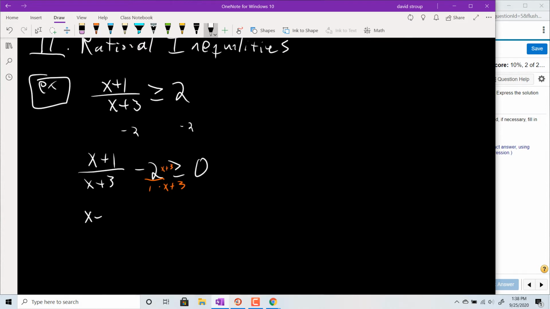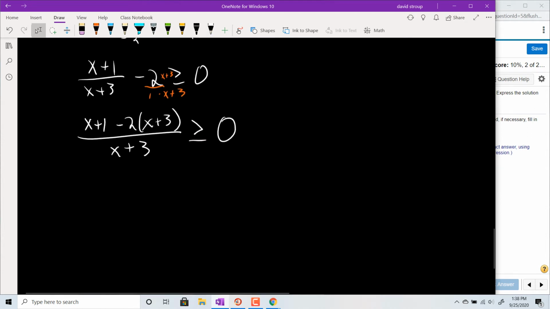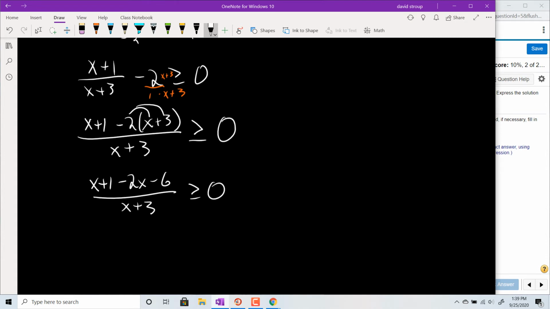So I have x plus 1 minus 2 times x plus 3, and that's all over that common denominator that I just figured out, x plus 3. And that'll be greater than or equal to 0. And then you simplify, so you'll have x plus 1, I have to distribute, minus 2x minus 6 all over x plus 3, greater than or equal to 0. And then you have negative x minus 5 all over x plus 3, greater than or equal to 0.